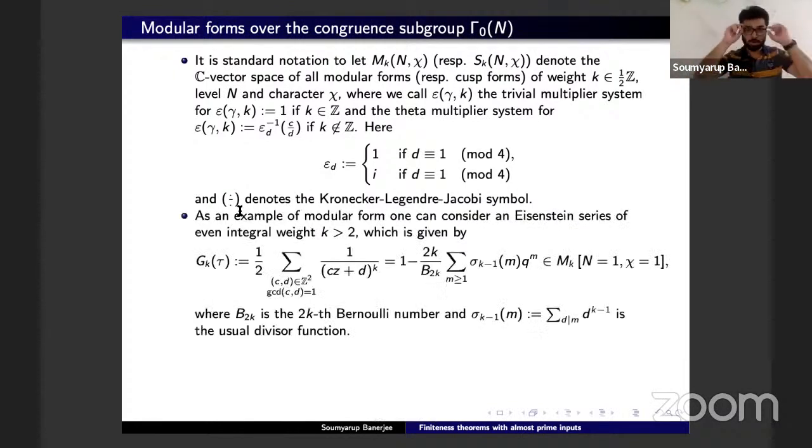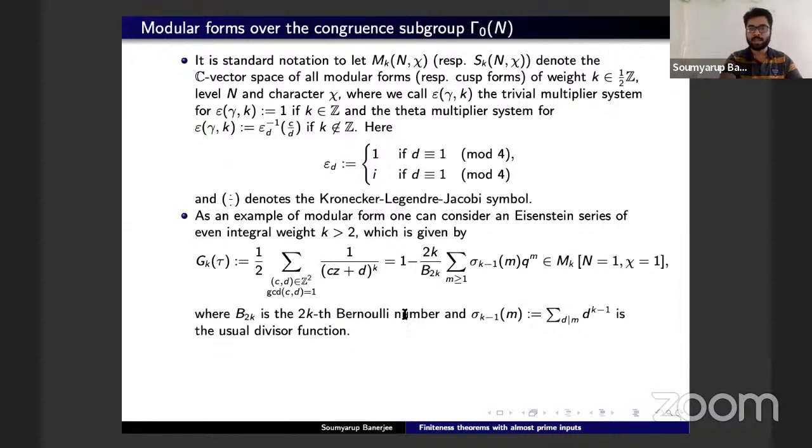As an example of a modular form, one can consider the standard Eisenstein series for k bigger than 2, which is given by G_k(tau) equal to half times this. This is a very well-known function, and it belongs to M_k(n, chi). If you consider n equal to 1 and chi equal to 1, then G_k(tau) belongs to this space.